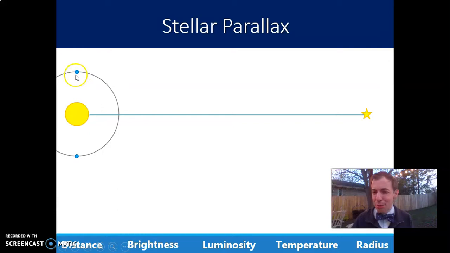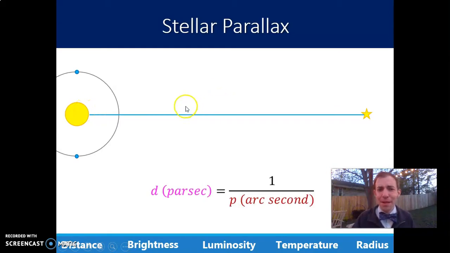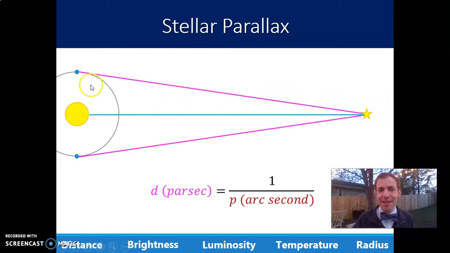We can take one measurement. Then 6 months later, when we're on the opposite side of the sun, we can take another measurement. Imagine that these two positions are like your two eyes. When we do that, we see a more noticeable difference in the angle that we are looking at this star. Now, this drawing is dramatically out of scale. In reality, they're basically parallel lines, just ever so slightly moving towards the center so that they intersect.